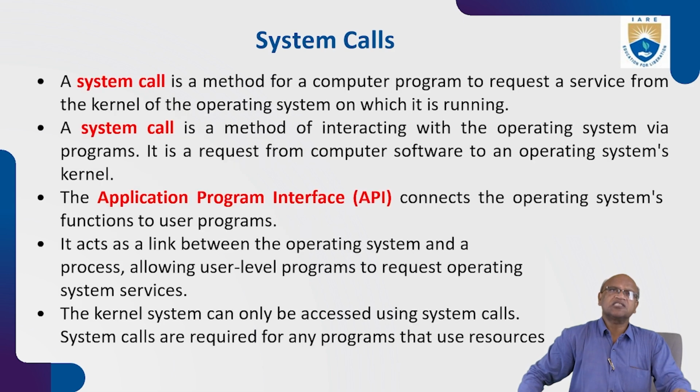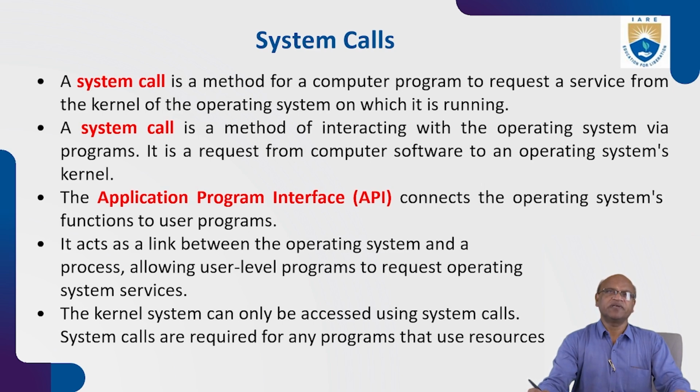A system call is a method for a computer program to request a service from the kernel of the operating system on which it is running. The system calls will be available in the kernel. Kernel is also part of the OS. So the system calls directly interface with the hardware, that is, the hard disk. Suppose we ask to save it. Save is only the key, and the save will go and invoke the write. So it will write the program in the hard disk.